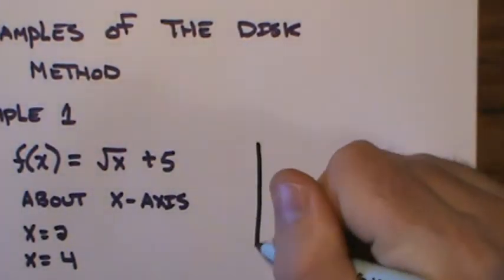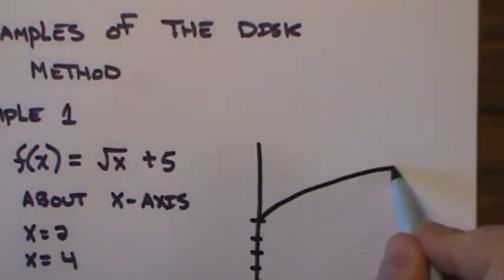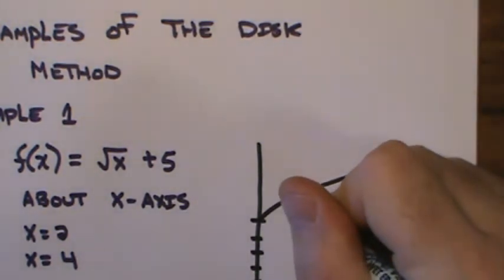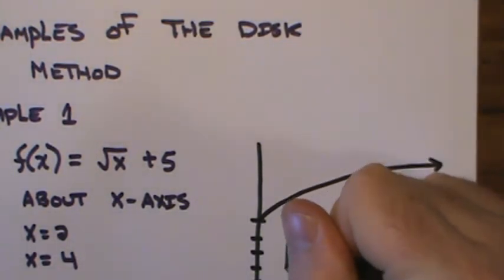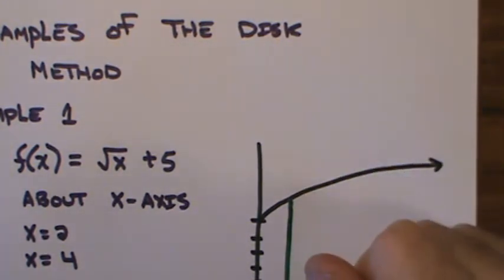As they say, a picture's worth 1,000 words. I start with rad x plus 5. So that graph's a little something like this. And then I'm being told to start at x equals 2. So I go, there's x equals 2. And to finish at x equals 4.